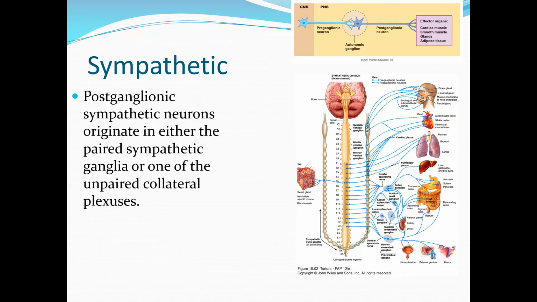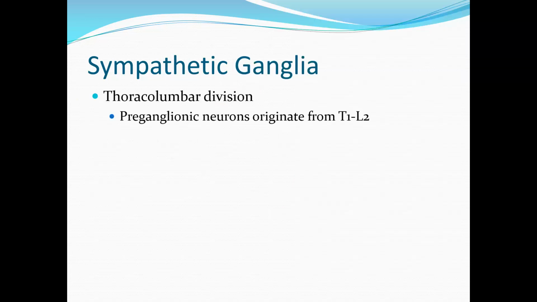Now, let's focus on the sympathetic nervous system first. So, you have the postganglionic sympathetic neurons that originate under the sympathetic ganglia, so the postganglionic neuron comes from the autonomic ganglia. They can originate from either the paravertebral sympathetic ganglia or the unpaired collateral plexus. Now, what is sympathetic ganglia?